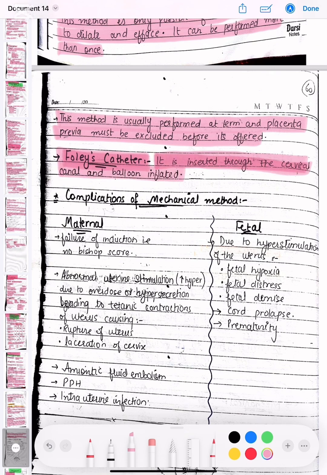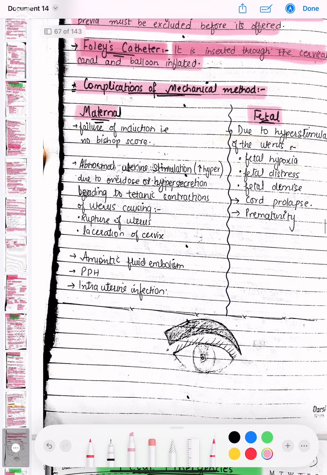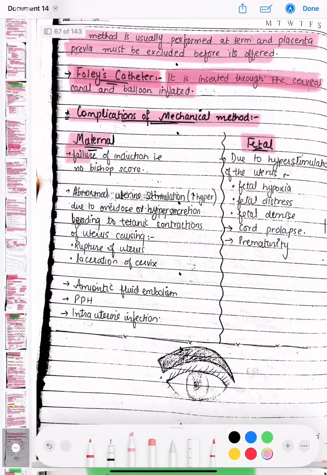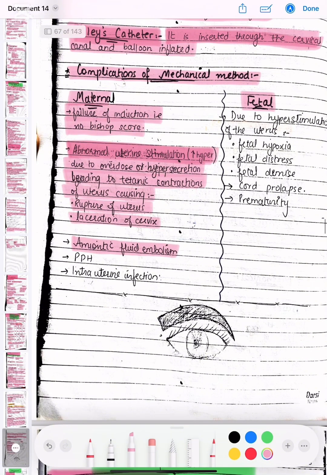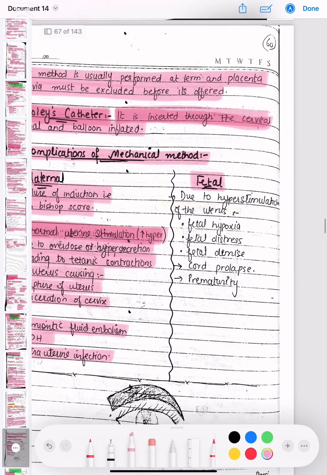The complications of the mechanical method are maternal complications and fetal complications. The maternal complications are failure of induction, that is no Bishop score, and abnormal uterine stimulation, that is hyperstimulation due to overdose or hypersecretion, leading to tetanic contractions of the uterus causing rupture of the uterus and laceration of the cervix. Amniotic fluid embolism, PPH, and intrauterine infection. These are the maternal complications. The fetal complications are due to hyperstimulation of the uterus: fetal hypoxia, fetal distress, fetal demise, cord prolapse, and prematurity.